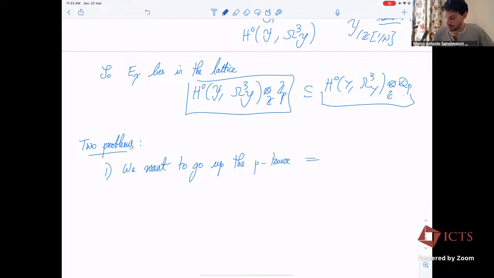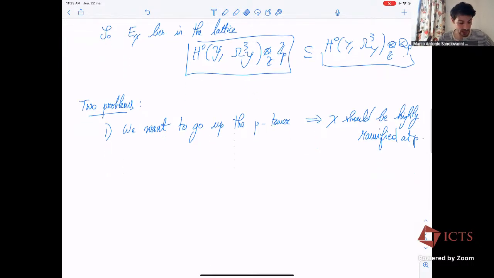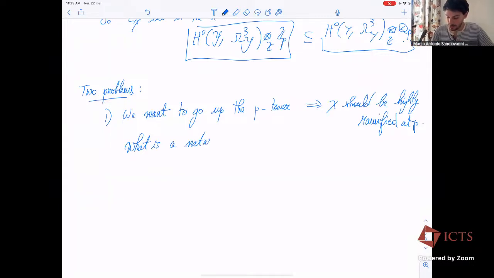So this means that chi should be highly ramified at P. You need to allow this condition if you want to build an Euler system with p-adic variation. And so what happens? What is a natural integral structure on H0 of Y, omega 3 of Y?